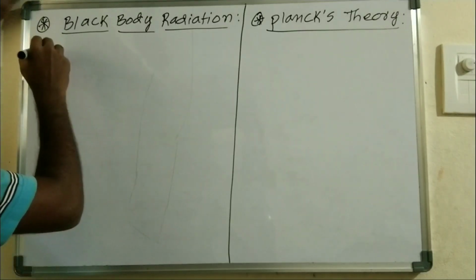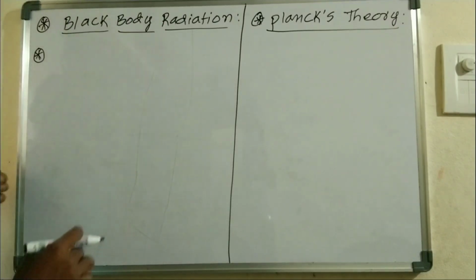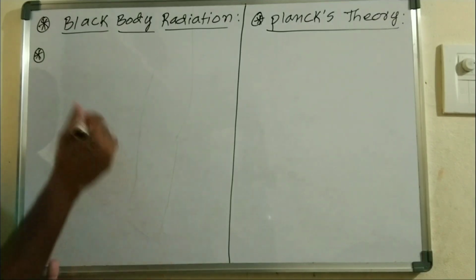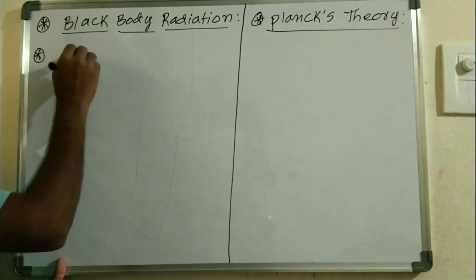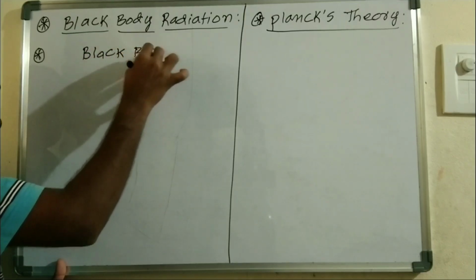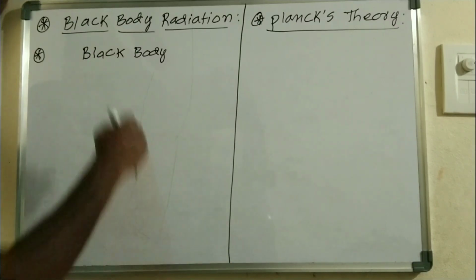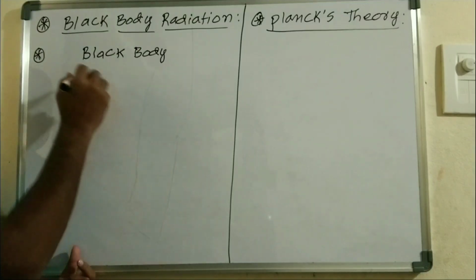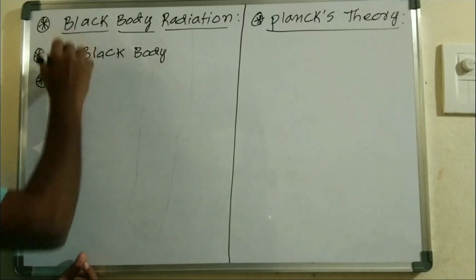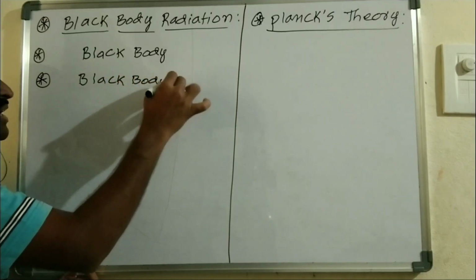Max Planck is the first scientist to explain black body radiation, and he proposed that there is an ideal body which can absorb all types of radiation and emit all types of radiation. Such an ideal body is called a black body. So an ideal body which can emit all types of radiation and absorb all types of radiation is a black body. Whatever radiation is emitted by this black body, we call it black body radiation.